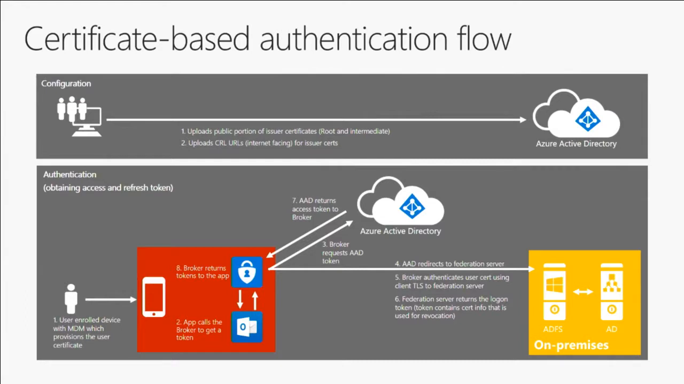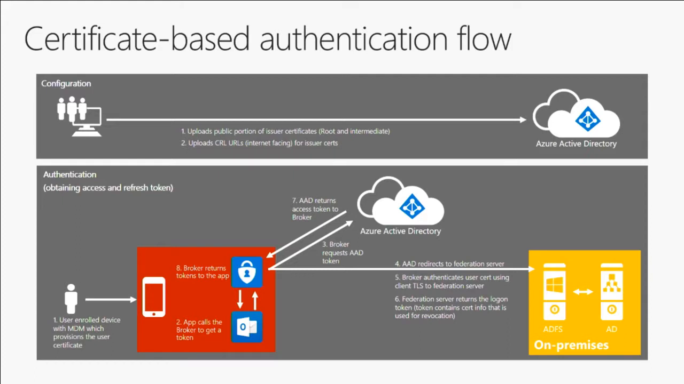How this flow works is very similar to the prior flow that I talked about. The user who has an MDM enrolled device, with the certificate deployed, is going to attempt to access Outlook. Outlook, in this case, if we're talking about an iOS device, is going to access the broker to attempt to authenticate that particular user. The broker is going to ask Azure Active Directory for an authentication. Azure Active Directory will initiate the federated endpoint redirection to the on-premises identity provider.